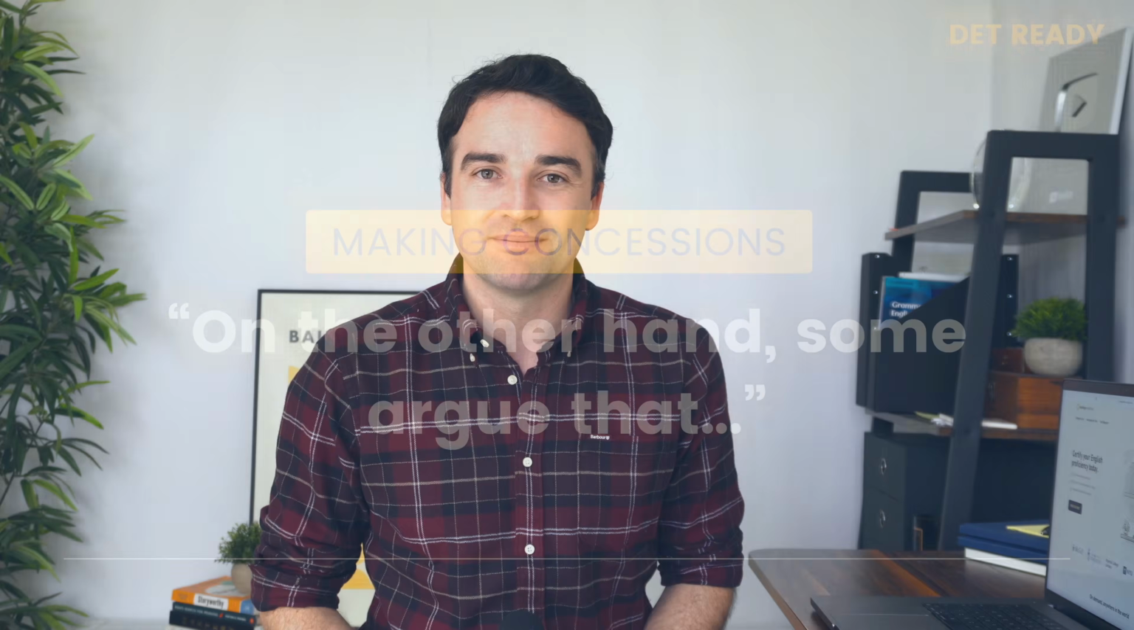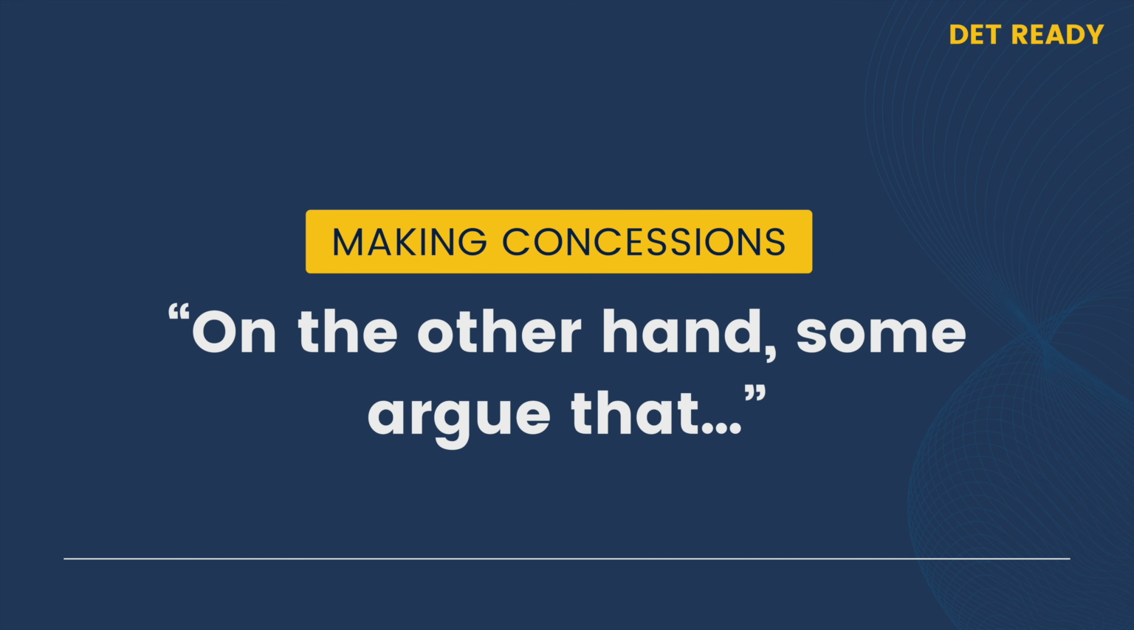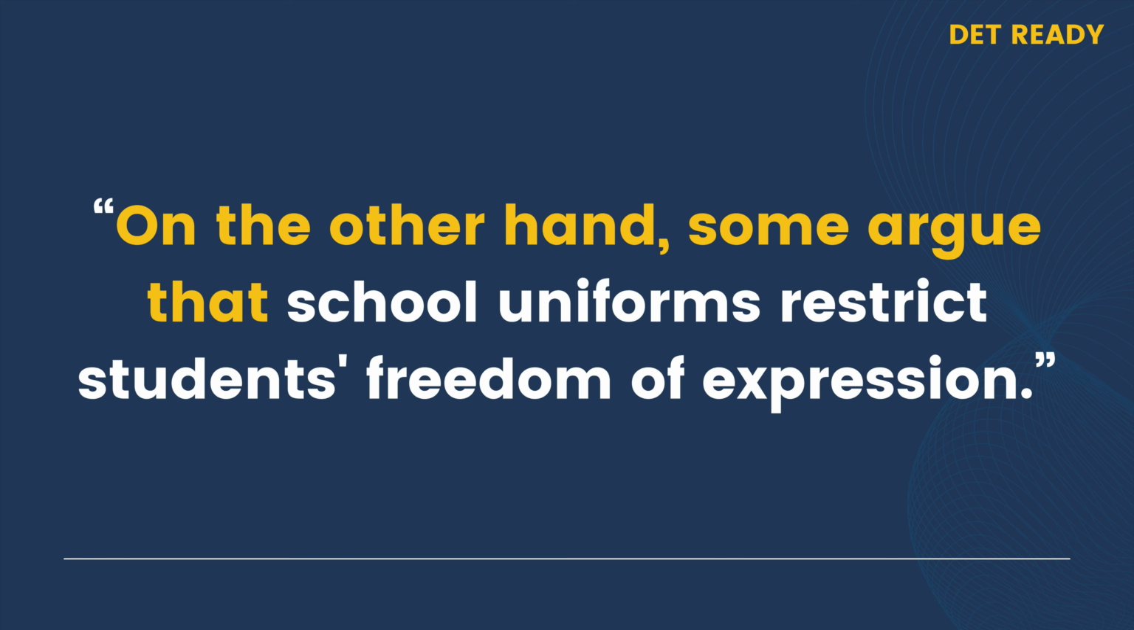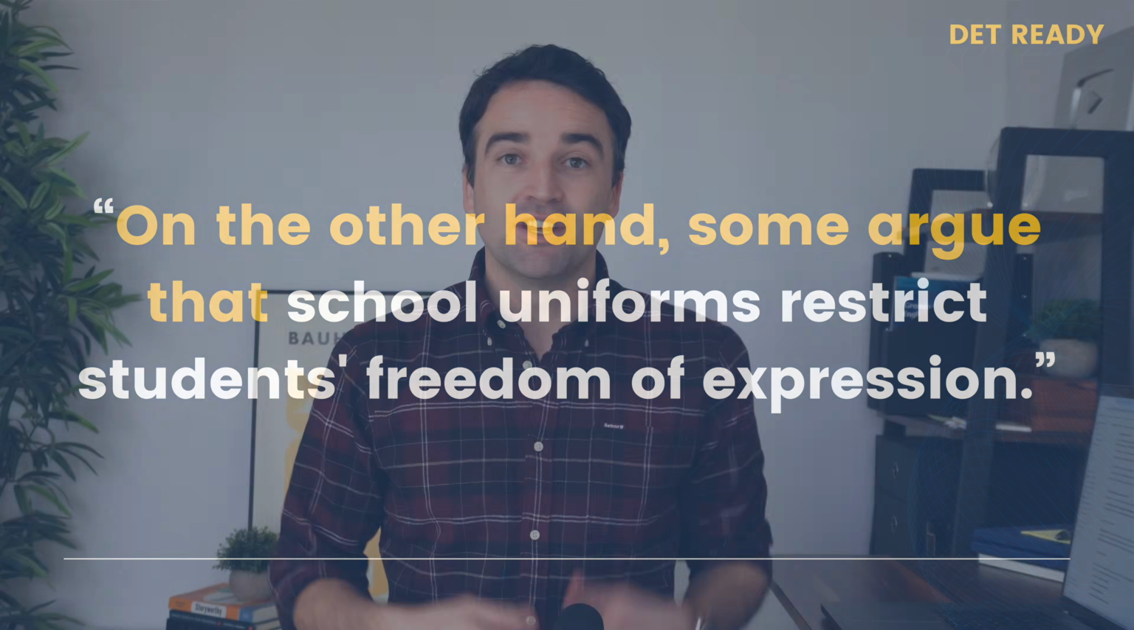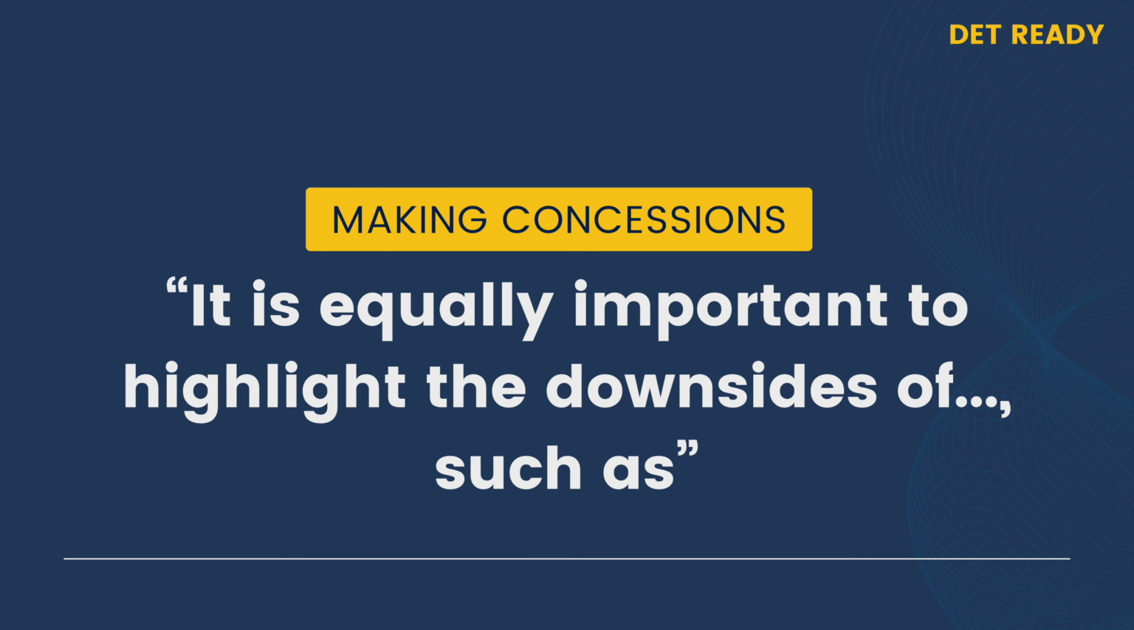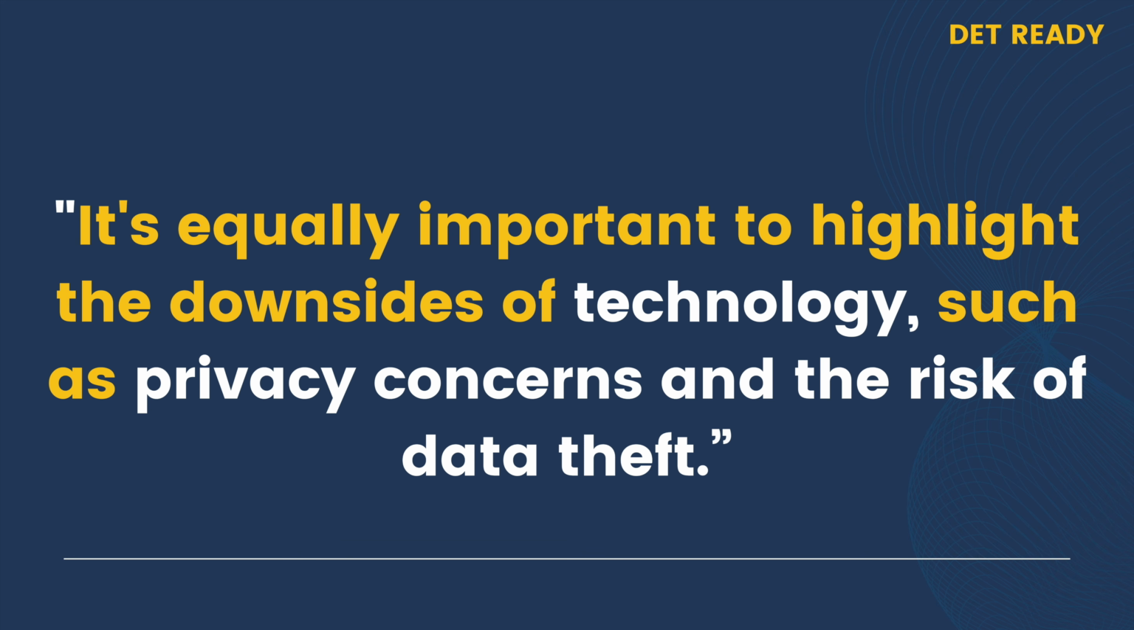Anyway, back to making concessions, here are some phrases you can use. The first phrase I have for you is, "On the other hand, some argue that." You can use this to talk about the opposite opinion. In a sentence: "On the other hand, some argue that school uniforms restrict students' freedom of expression." The next phrase is, "It's equally important to highlight the downsides of something, such as..." For example: "It's equally important to highlight the downsides of technology, such as privacy concerns and the risk of data theft."